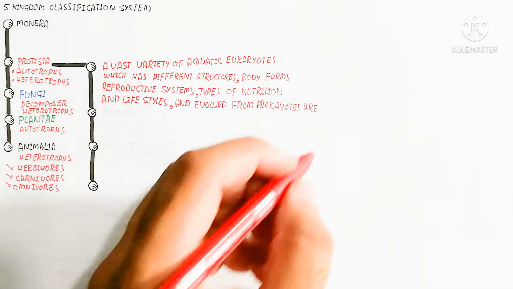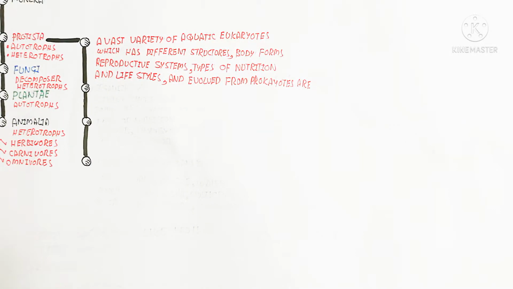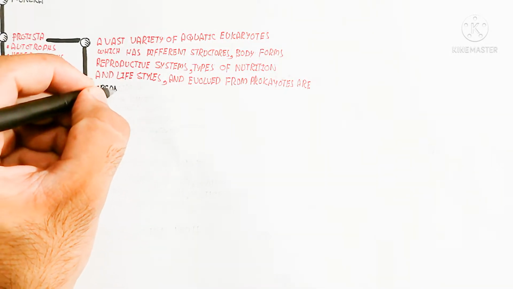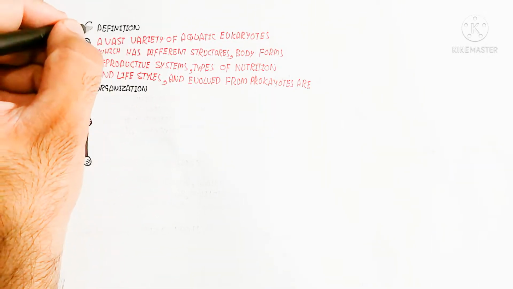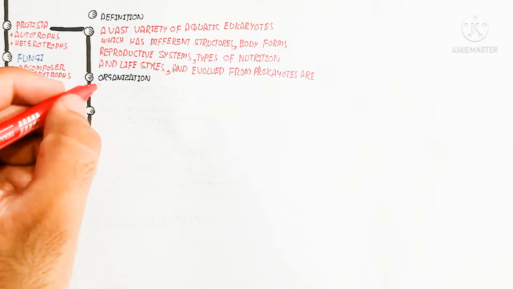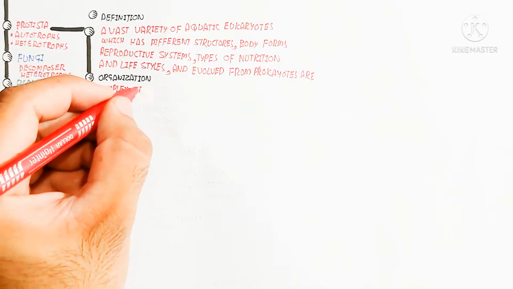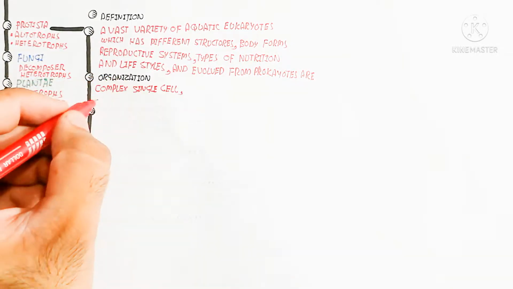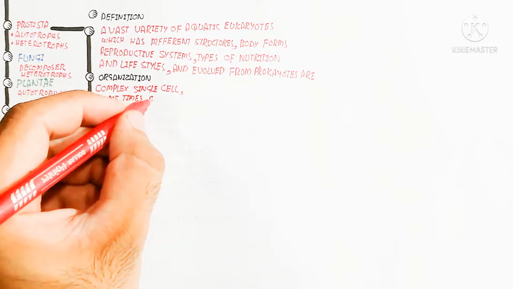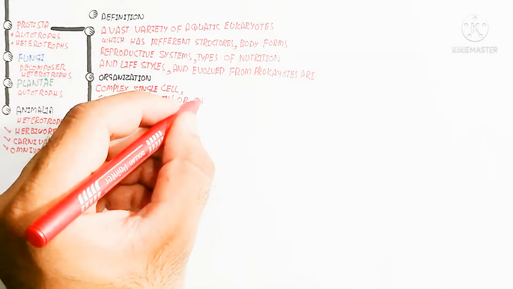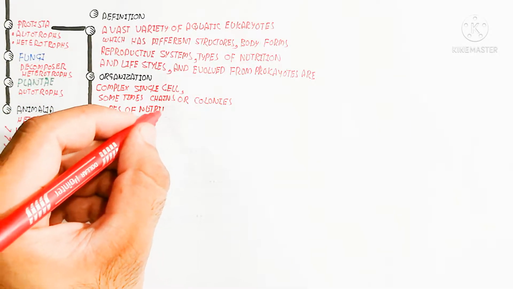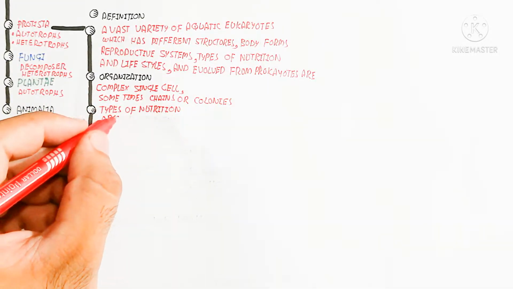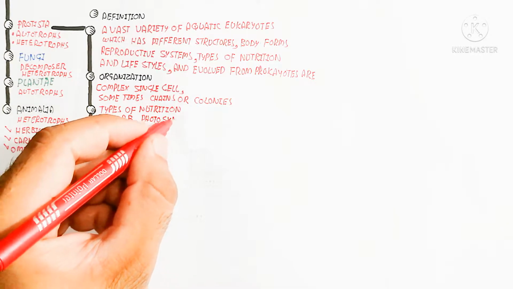On the other hand, regarding the organization of Protista, we will discuss the complex single cell. Complex means the nucleus is present, eukaryotes but unicellular, and sometimes chains or colonies are present. The type of nutrition is absorption, photosynthesis, or ingesting food. So it is autotrophs and heterotrophs also.